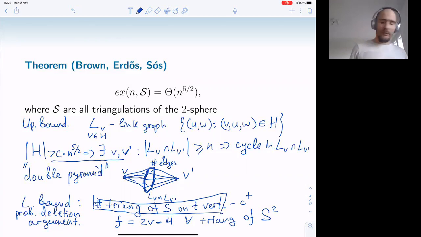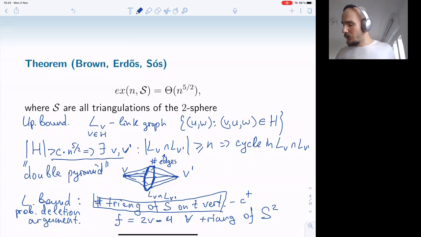You multiply by this for any given number of vertices, and that's the proof. And this proof would generalize, unlike the original proof of Brown, Erdős, and Sós, who used something else. So great, this case we know how to deal with.